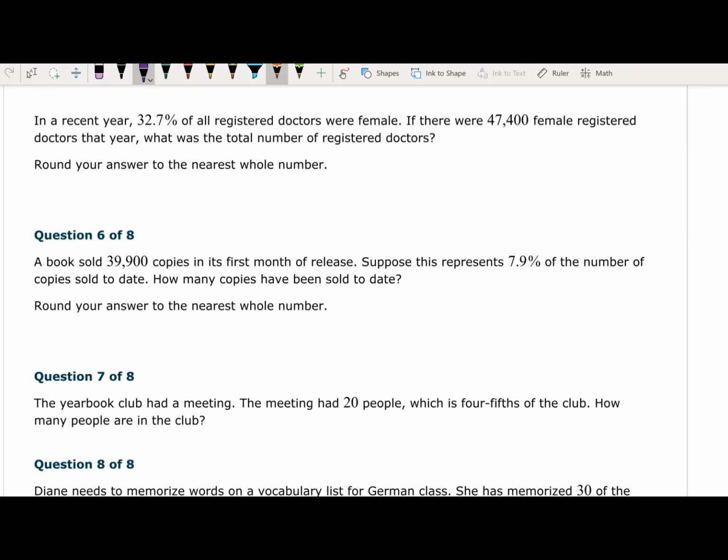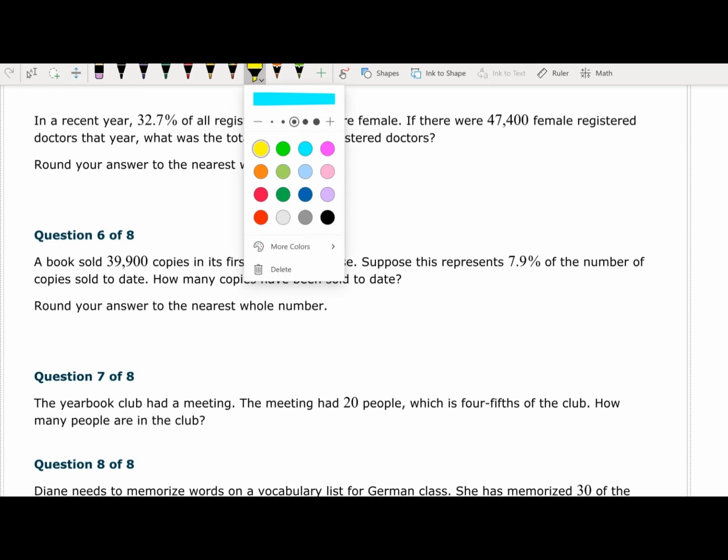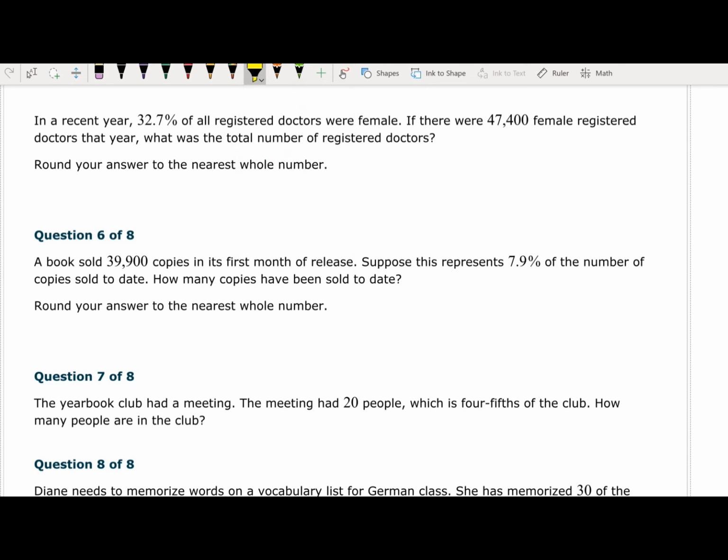Alright, so first, I'm going to highlight the important information. In the recent year, 32.7% of all registered doctors were female. If there were 47,400 female registered doctors that year, what is the total number of registered doctors?